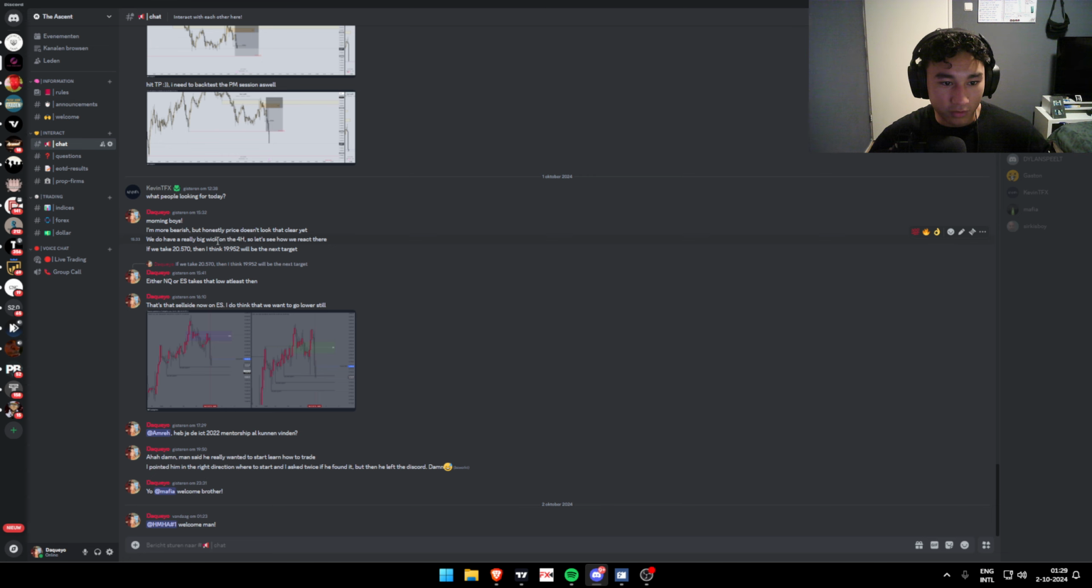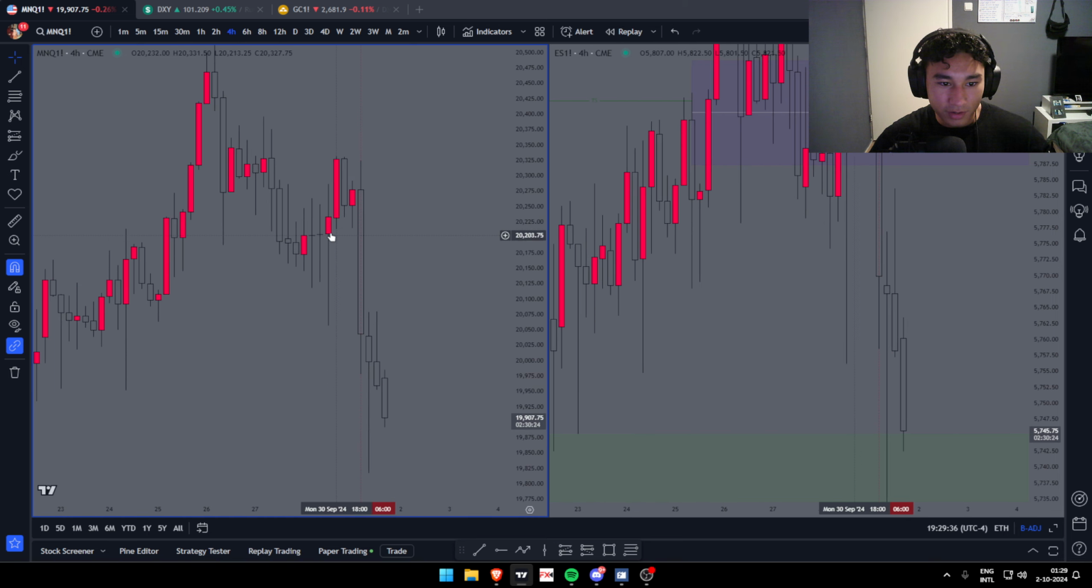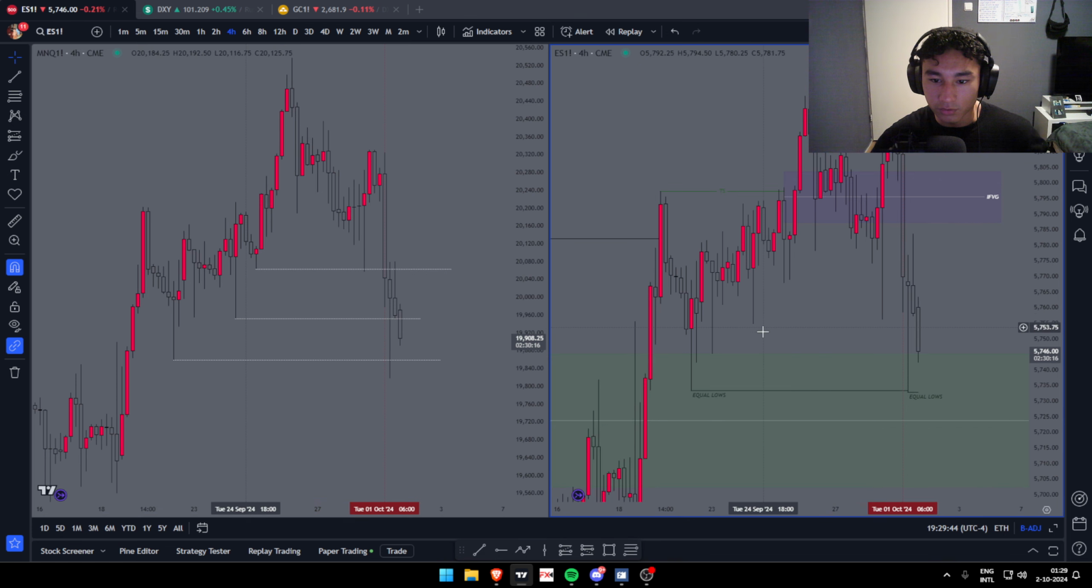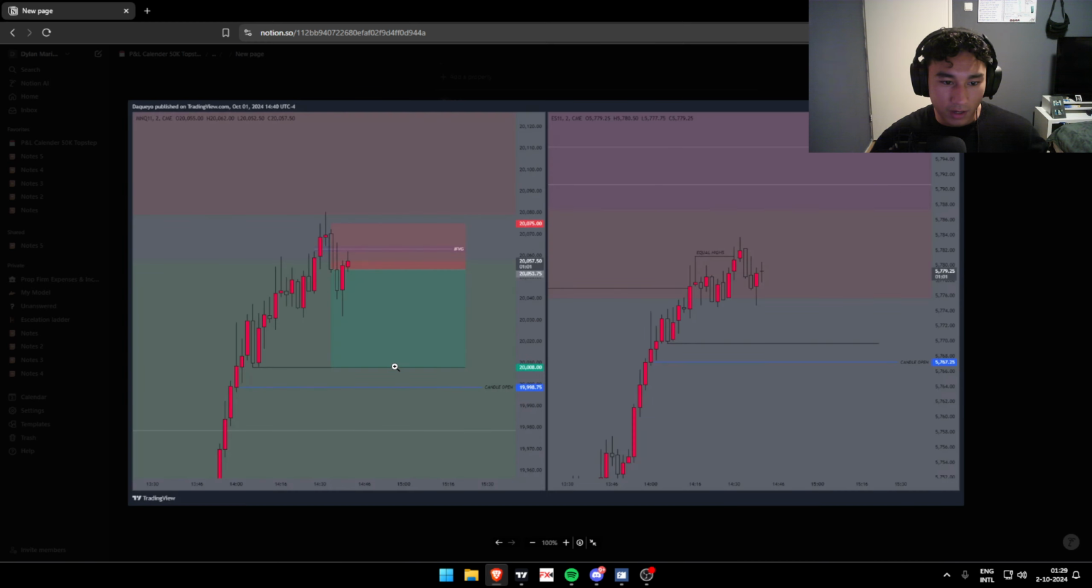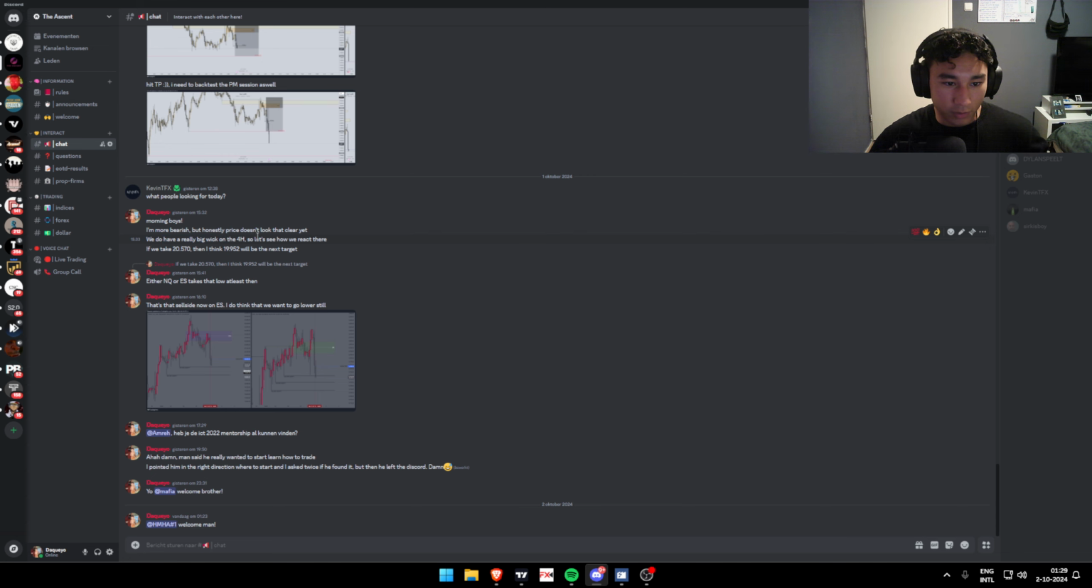I'm more bearish, but honestly price doesn't look that clear yet. We do have a really big wick on the 4-hour, where we opened here, and then this was the really big wick that I was looking at, and I had all these lows marked. This low, this low, this low as well. I had all these lows marked, same on ES. So I really have a big wick, and let's see how we react here.